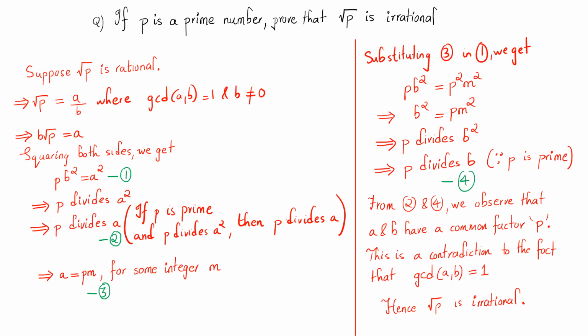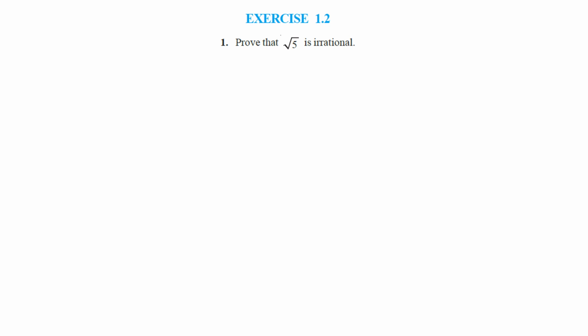Now in our exercise, for example, let's take a look at an exercise question. Prove that root 5 is rational. So we're going to use the same argument that we used, but instead of P, we're going to use 5, because 5 is prime. Yes, 5 is a prime number. Okay, so let's practice ourselves writing this proof.